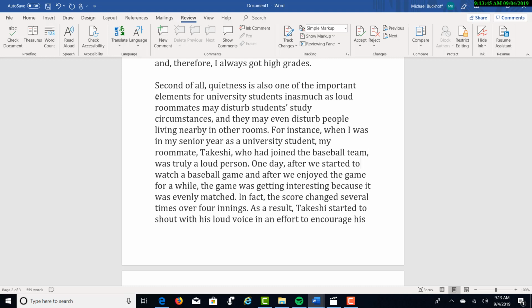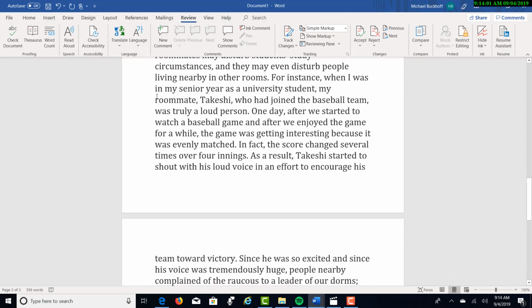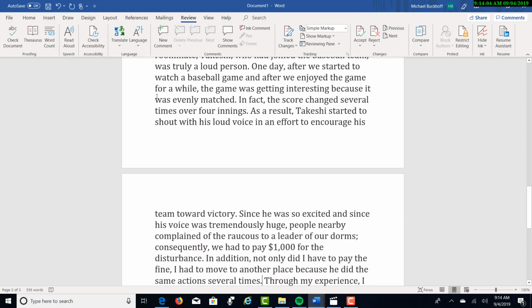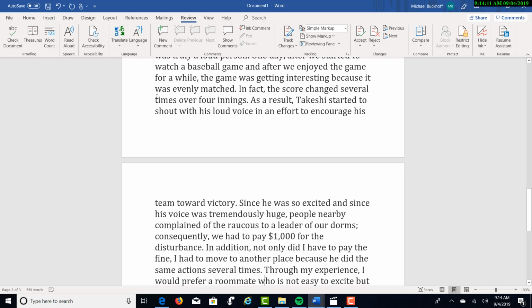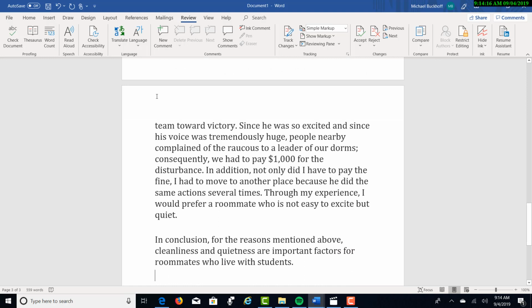One day after we started to watch a baseball game, and after we enjoyed the game for a while, the game was getting interesting because it was evenly matched. In fact, the score changed several times over 4 innings. As a result, Takeshi started to shout with his loud voice in an effort to encourage his team toward victory. Since he was so excited and since his voice was tremendously huge, people nearby complained of the raucous to a leader of our dorms. Consequently, we had to pay $1,000 for the disturbance. In addition, not only did I have to pay the fine, I had to move.